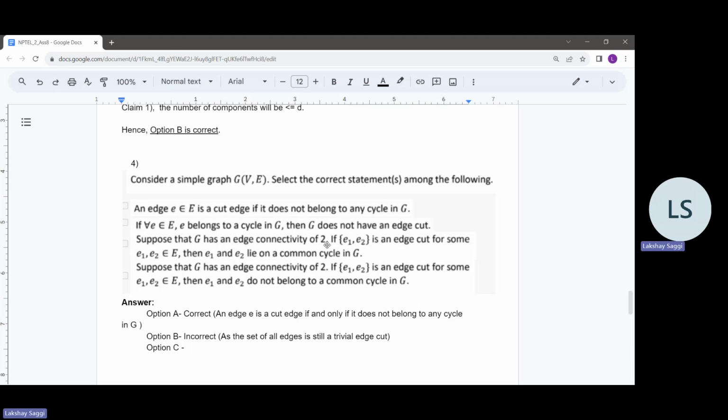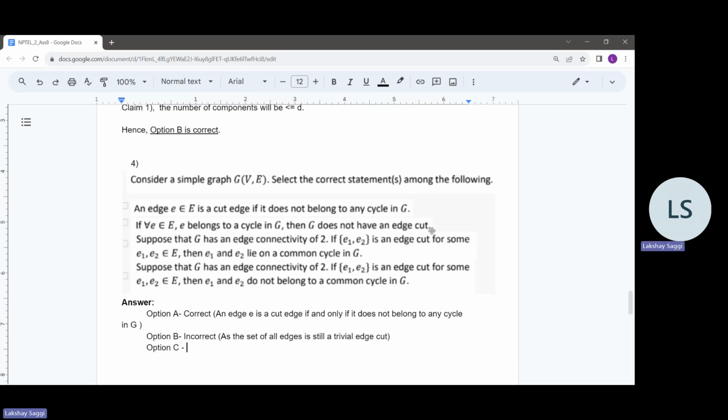So the claim is that if the graph has an edge connectivity of 2 and E1, E2 is an edge cut, this means that deletion of E1, E2 disconnects G. Then E1 and E2 should lie on a common cycle in G.